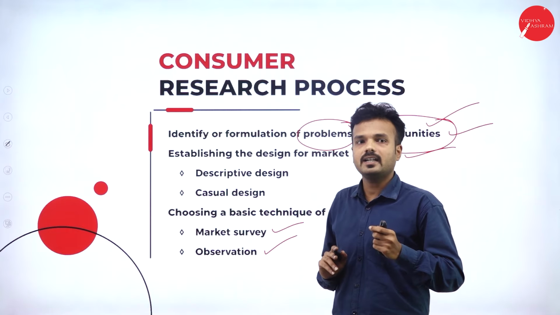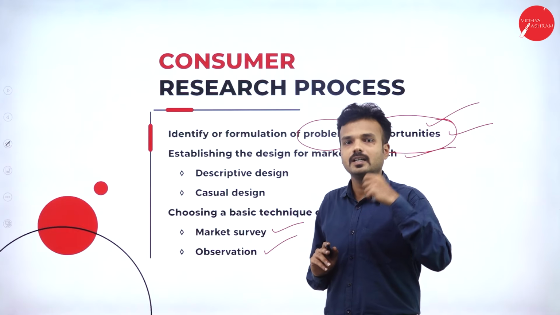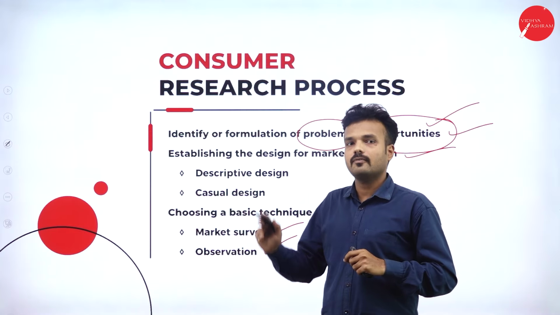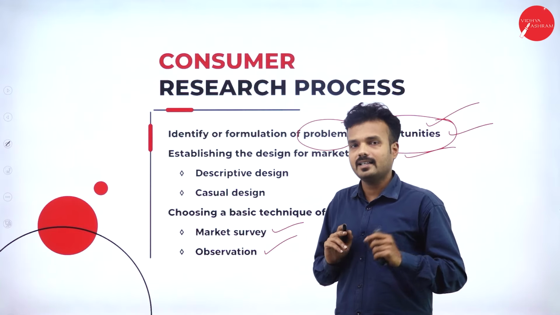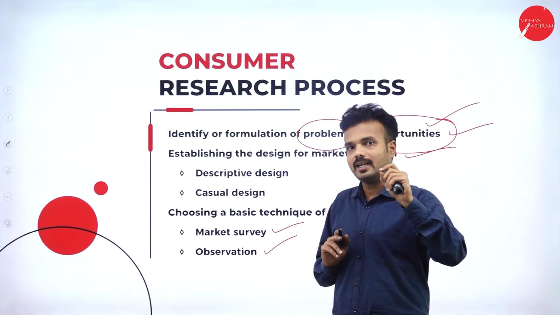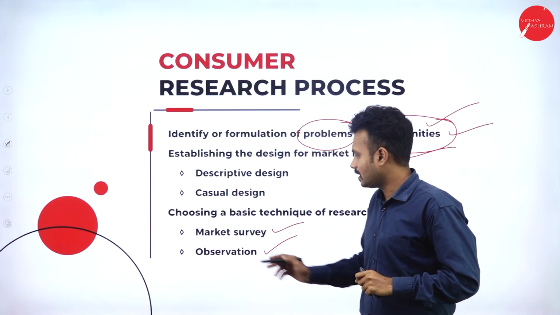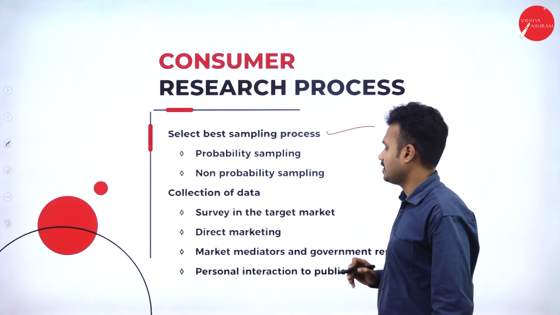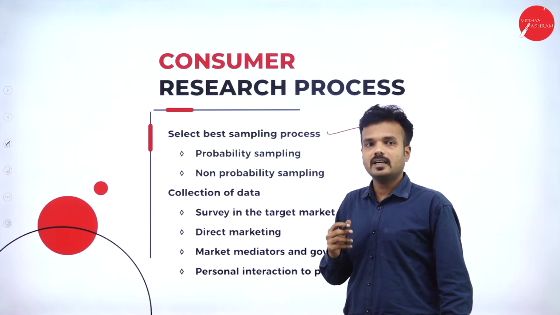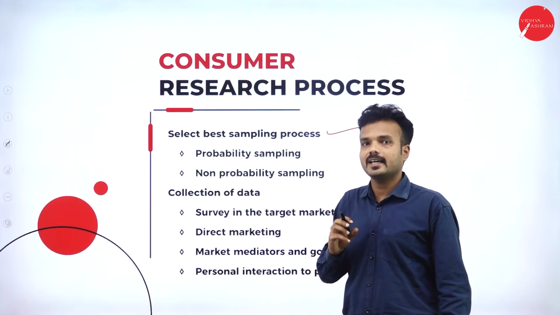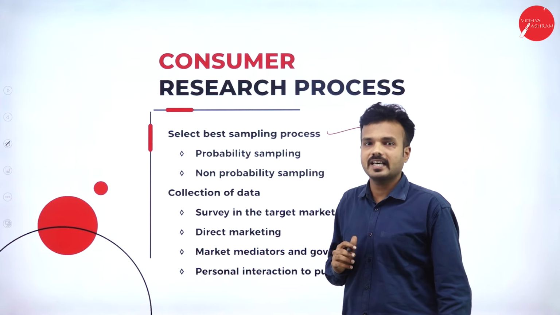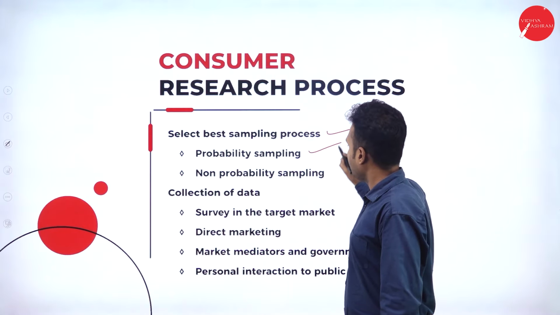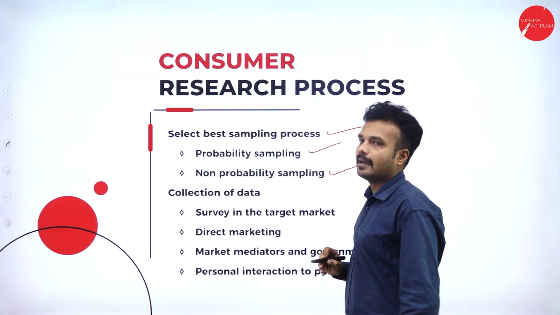Observation is second-hand data that has already been collected by other researchers, where the researcher refers to the old data. Hence, these are the second-hand data or the secondary data. Moving forward, select the best sampling process. Here, we pick a small amount of data that is required for our survey. It is of two types: probability sampling and non-probability sampling.